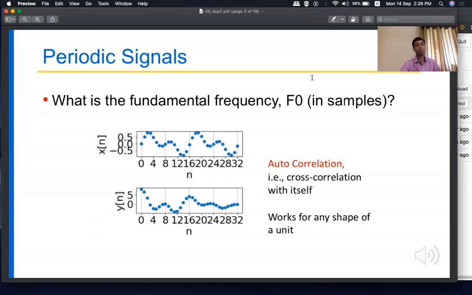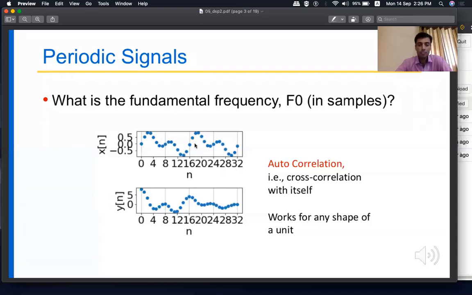Okay, so what is the fundamental frequency F naught? You know, 1 upon T naught is basically F naught. Here T naught is simply 16 because it repeats after every 16 time steps. Okay, now how do I find the periodicity? How do I find the time period of the signal?